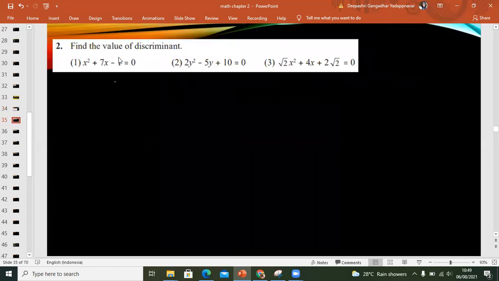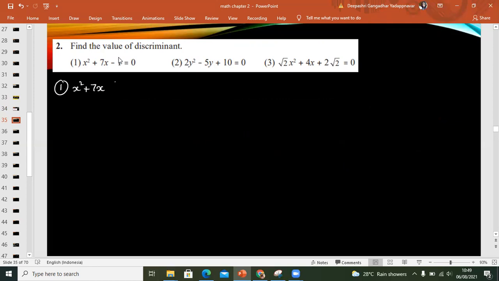Here we can see: find the value of discriminant. So we have to find the discriminant for all these three equations. So let's solve one by one. The first equation, x square plus 7x minus 1 equals 0. Discriminant formula is D equals b square minus 4ac.